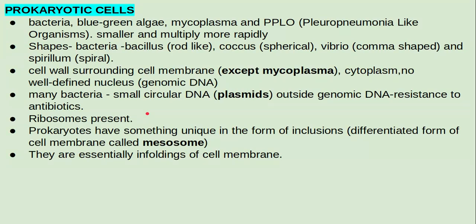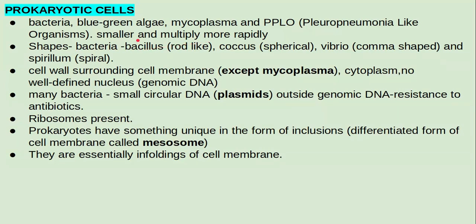Coming to prokaryotic cells, now we need to know the differences between prokaryotic and eukaryotic cells. So we are going to look at the structure of a prokaryotic cell in detail. Prokaryotic cell examples we studied in the earlier chapter: bacteria, blue-green algae, mycoplasma, and PPLOs, the full form of which is pleuropneumonia-like organisms.